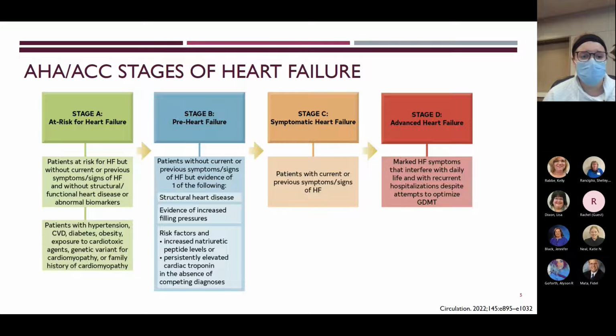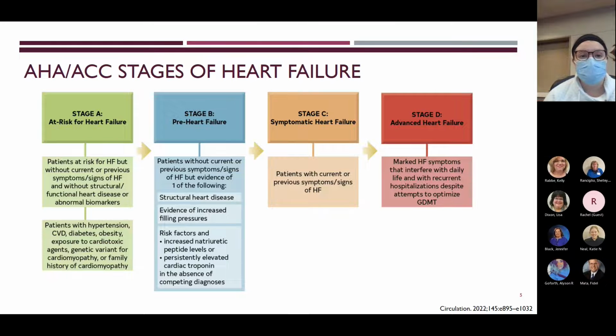So specifically in stage A, this is called patients that are at risk for heart failure. These are patients that have not had current or any previous symptoms of heart failure and do not have any structural heart disease. This includes patients with the comorbidities that are listed down in that bottom green box.